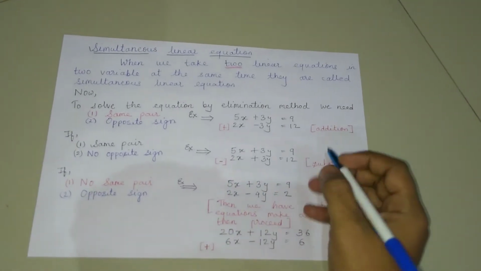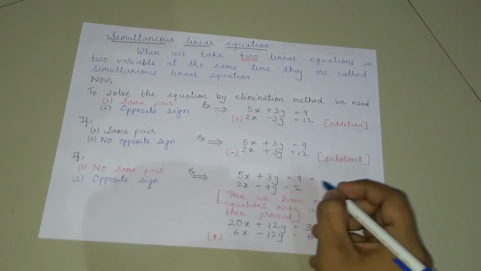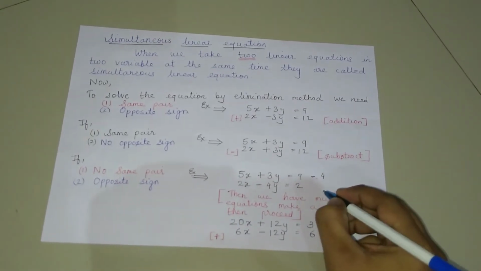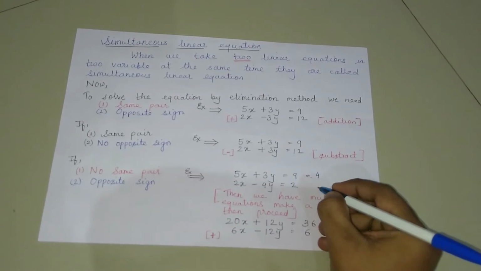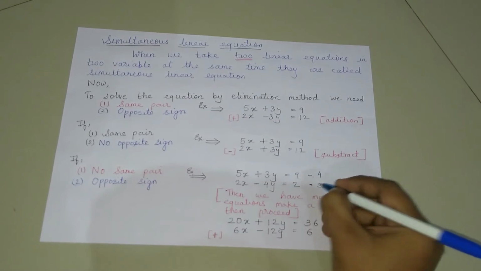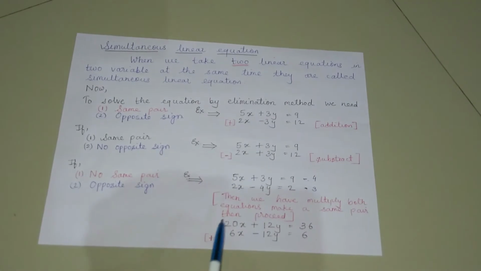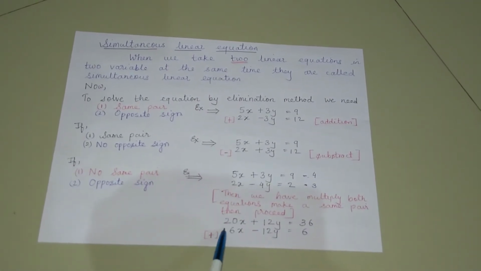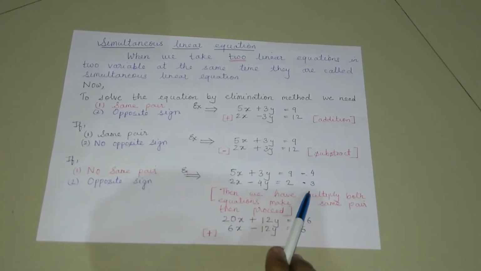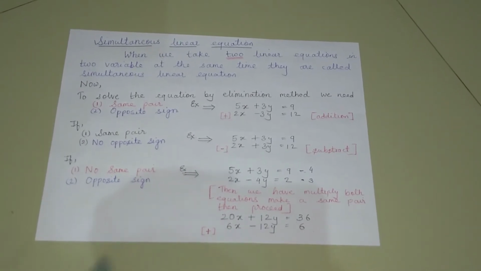So let's multiply this equation number 1 by 4, and equation number 2 by 3. Why have I multiplied by 4 and 3 here? To make a same pair. See what will happen if we multiply equation 1 by 4. This will turn to 20x plus 12y equal to 36. And if we multiply equation 2 by 3, it will change to 6x minus 12y equal to 6.